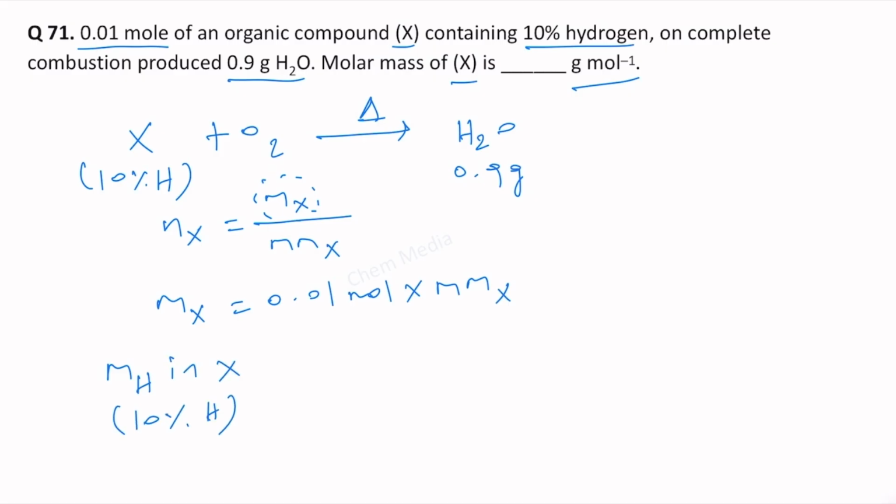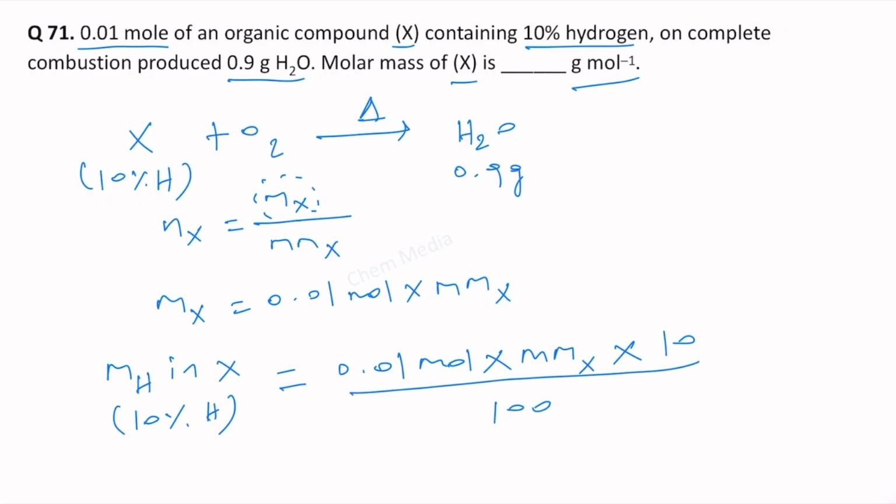10%. Whatever is the total mass of X, in that 10% is hydrogen. Therefore, this is equal to 0.01 mole times molar mass of X times 10 by 100, because it is mentioned as 10%. Let us keep it this way. What is the number of moles of hydrogen in X? Number of moles of hydrogen in X will be mass of hydrogen in X divided by molar mass of hydrogen. Molar mass of hydrogen is 1 gram per mole. Therefore, this entire thing divided by 1 gram per mole.